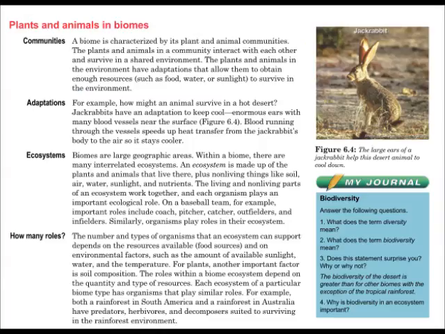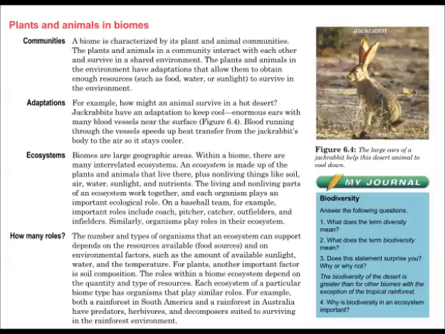Plants and animals in biomes. A biome is characterized by its plant and animal communities. The plants and animals in a community interact with each other and survive in a shared environment. They have adaptations that allow them to obtain enough resources, such as food, water, or sunlight, to survive in the environment. For example, how might an animal survive in a hot desert? Jackrabbits have an adaptation to keep cool: enormous ears with many blood vessels near the surface, figure 6.4. Blood running through the vessels speeds up heat transfer from the jackrabbit's body to the air so it stays cooler.